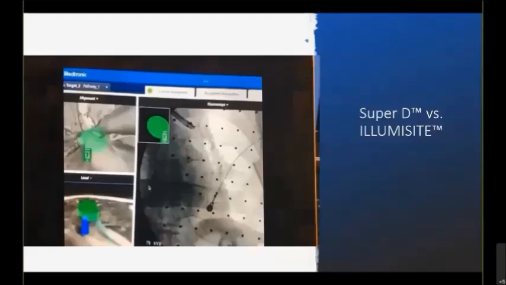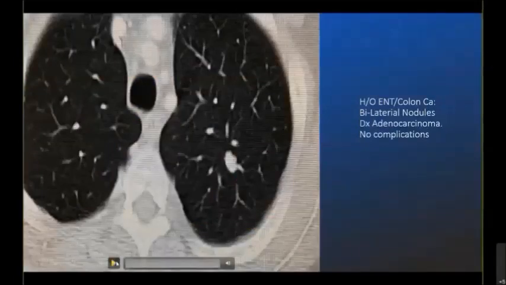Next slide. For some reason it repeats. Yeah, there you go.